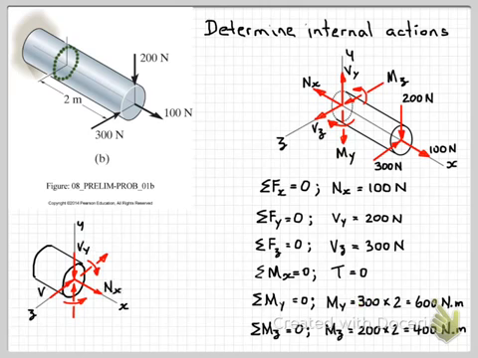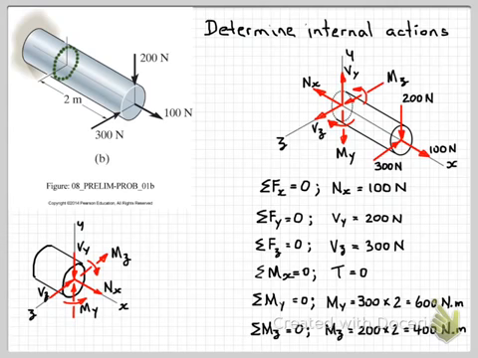So let's go and put on all the labels for all of those internal actions, and now we have a complete diagram showing the internal actions acting on this face here of our cross section. And of course now you can go ahead and make use of these in calculating the stresses at this cross section of this structural component.